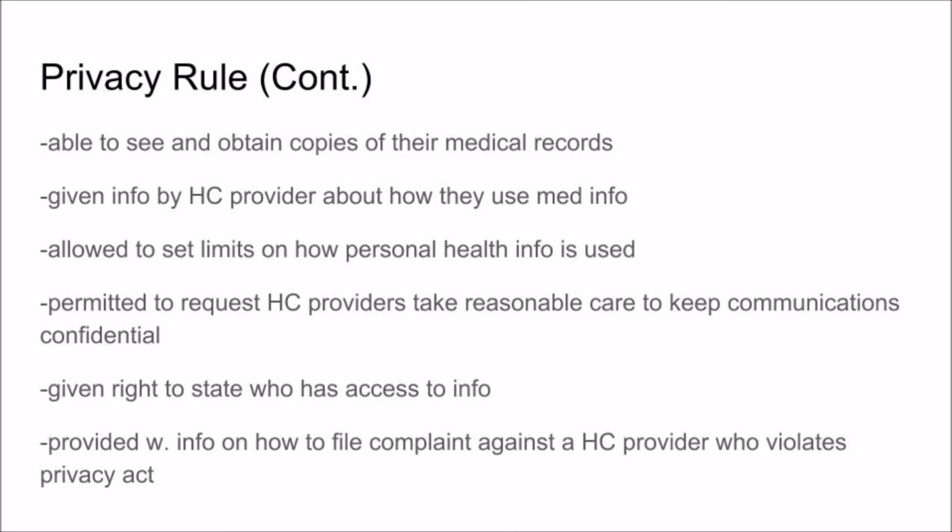In the Privacy Rule, the patient should be able to see and obtain copies of their medical records, be given information by the healthcare provider about how that information is used, be allowed to set limits on how personal health information is used, be permitted to request that healthcare providers take reasonable care to keep communications confidential, be given the right to state who has access to information, and be provided with information on how to file a complaint against a healthcare provider.